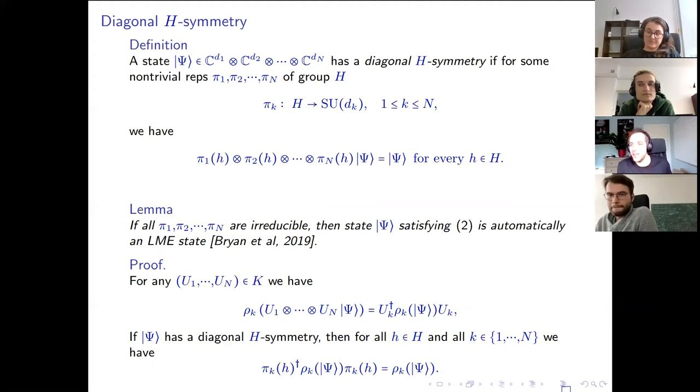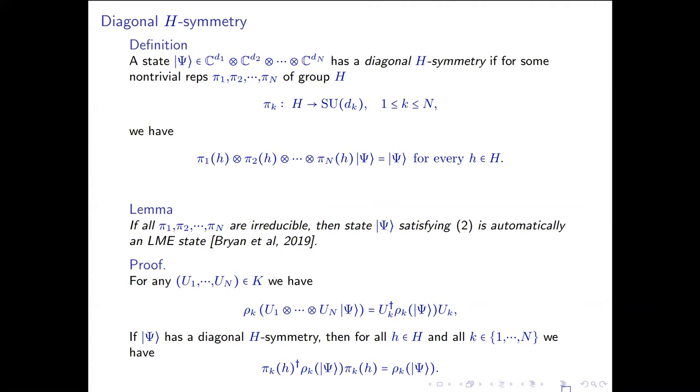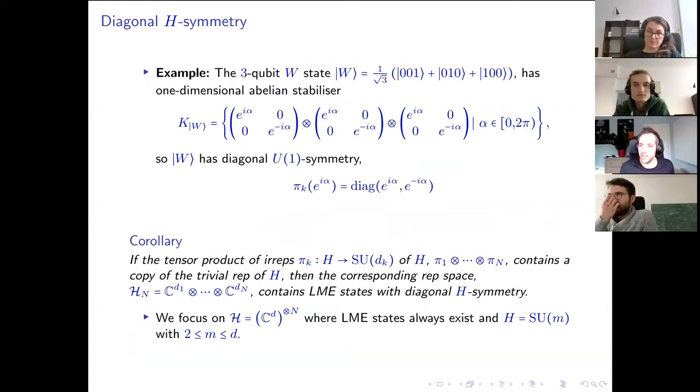I follow this fully, but in principle, you could allow for semi-simple groups implicitly, so you cannot have a one-dimensional representation. If you had, then it would also give rise to an LME state, right? Okay, so we'll be focusing on, let's say, compact semi-simple Lie groups. Sure. Cool. Thanks.